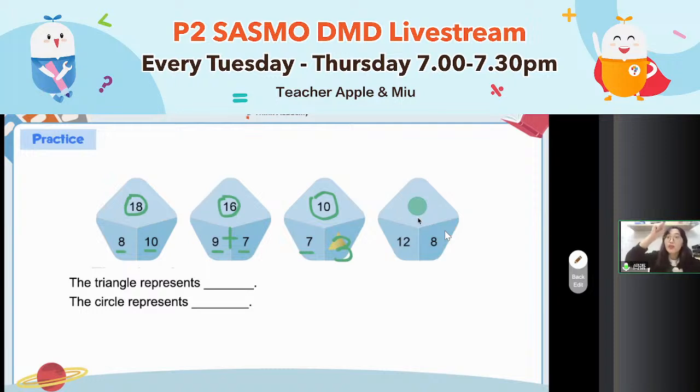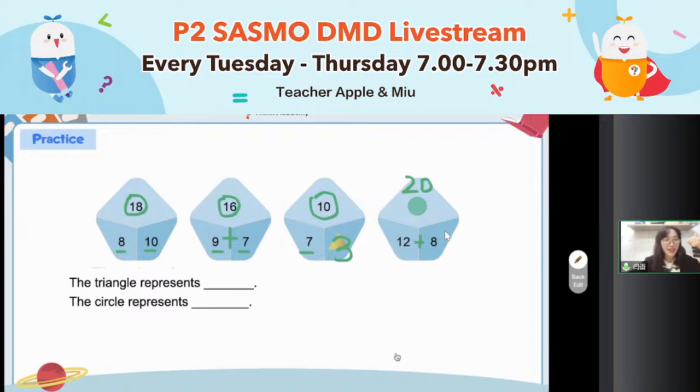So what about the circle? The circle is on the top. How can we get the top number? You add 12 and 8, which is 20. Okay, so for the first one, it should be 3. The second one should be 20. Easy? Yes or no? Is that easy? Yeah, please tell me.